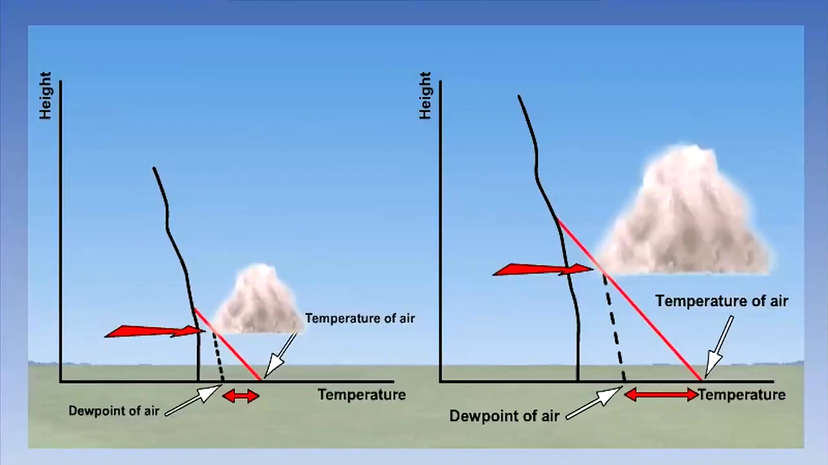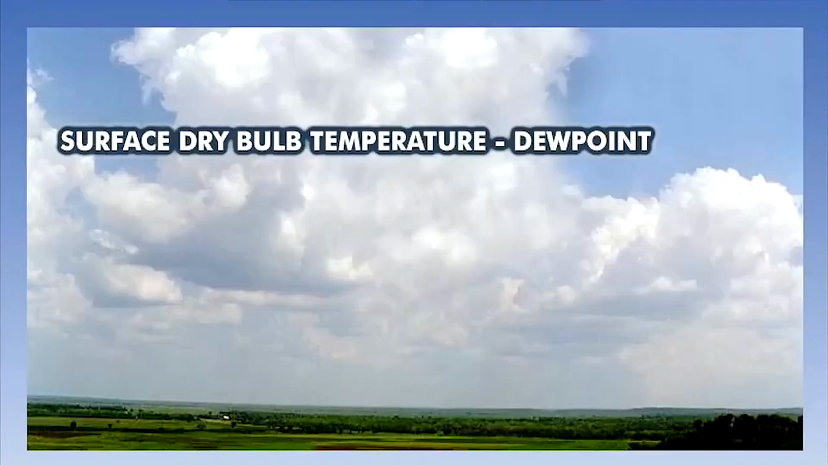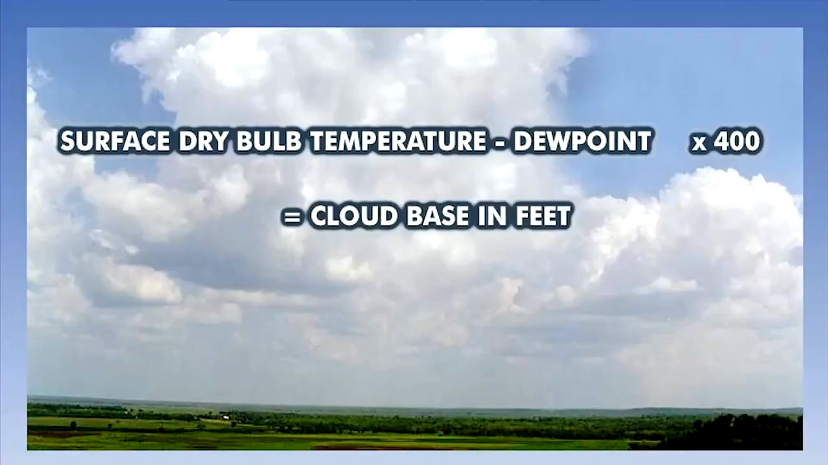An approximate way of calculating the cloud base in feet is to subtract the dew point temperature from the dry bulb temperature and multiply the answer by 400. This rule of thumb will give the cloud base in feet.